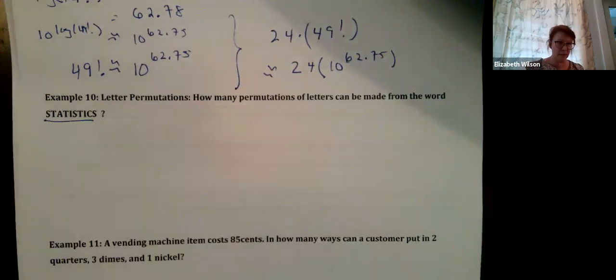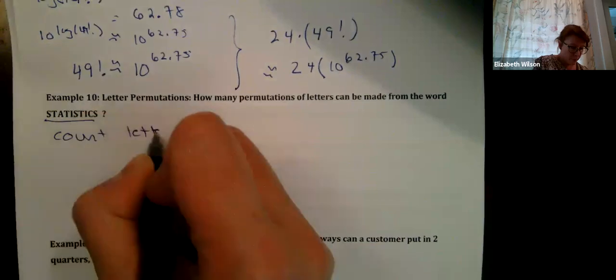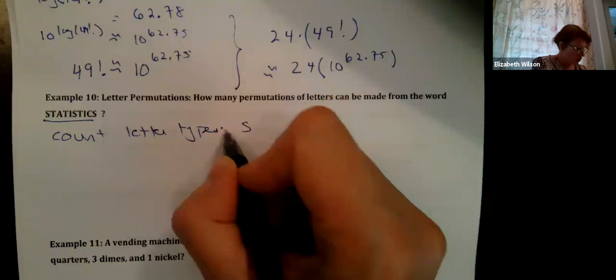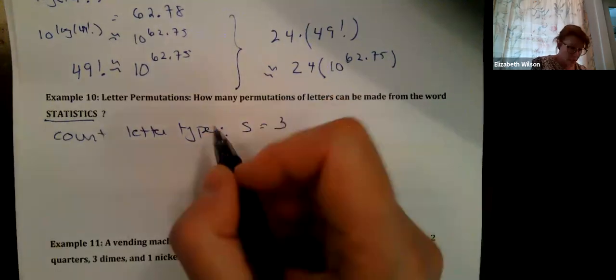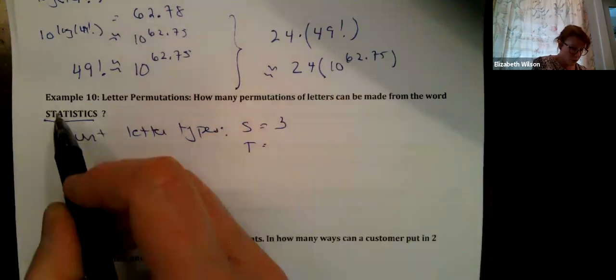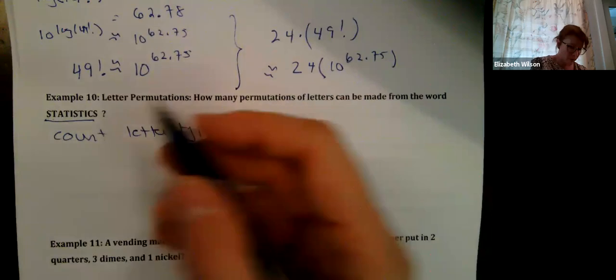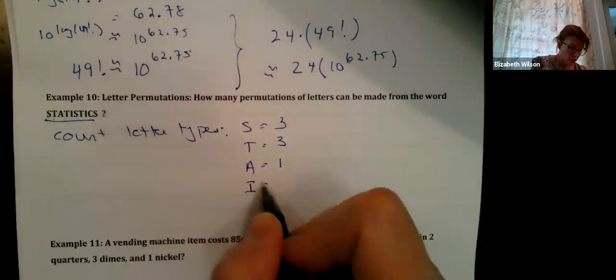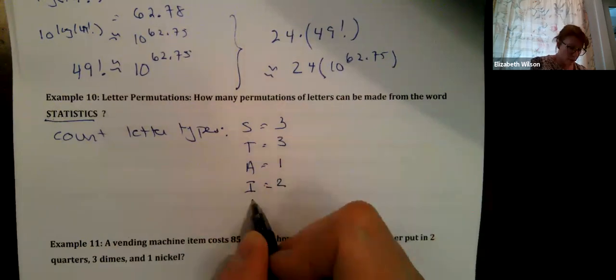So let's count the letter types. I have an S. How many S's do we have? 1, 2, 3. I've got 3 S's. The next one is a T. 1, 2, 3. I've got 3 T's. I've got an A, and it looks like I only have one A. I have an I, and I've got 2 I's. And is that it? Nope, I have a C, and I've got 1 C.